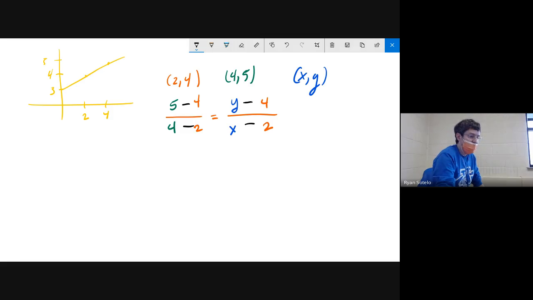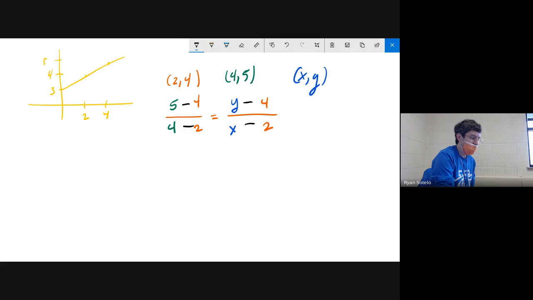I then have an unknown point, x and y, which I'm leaving as a variable in both the x and the y. And I just need to take the rise over run between it and either point. I just chose the red one because these are smaller numbers, and I like to work with smaller numbers. So I chose the 2 and the 4 rather than the 4 and the 5. But I could have put 5 and 4 here. On this side, you could put the red or the green. It doesn't matter.